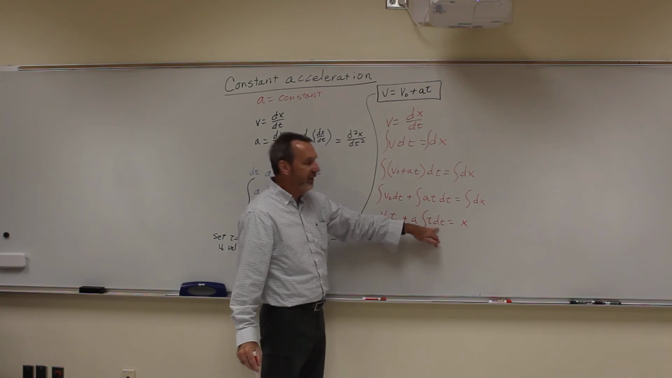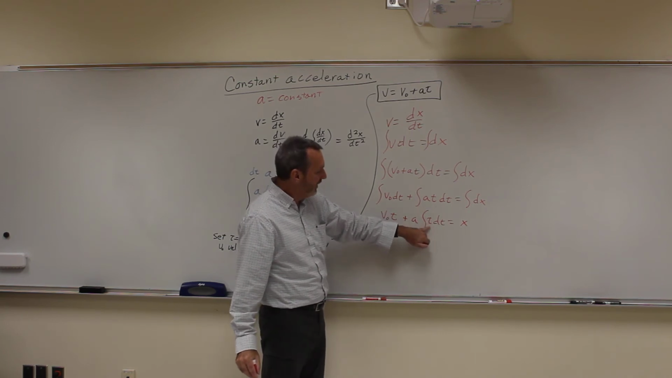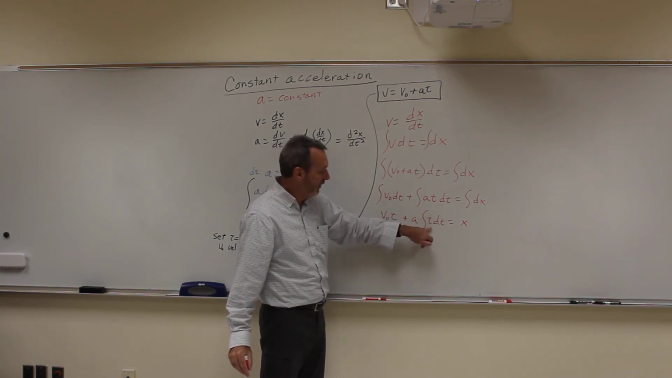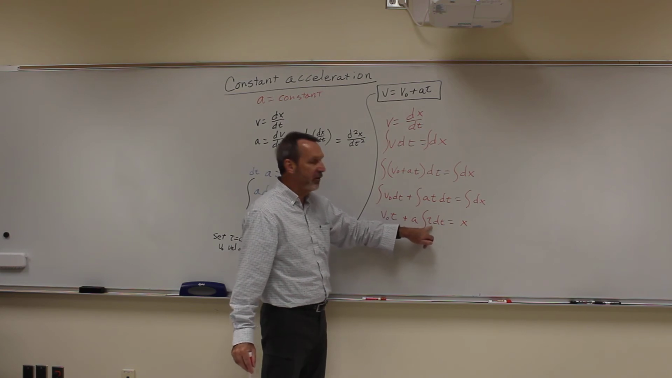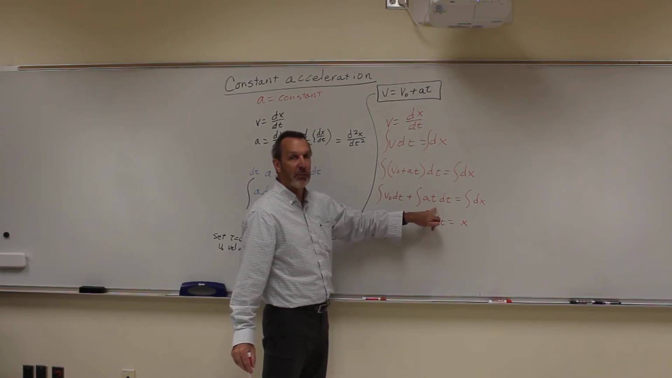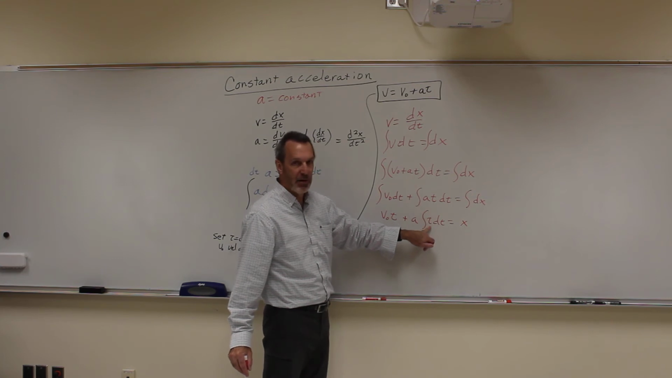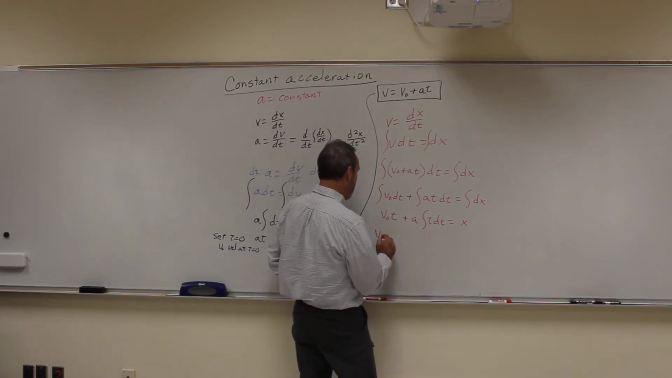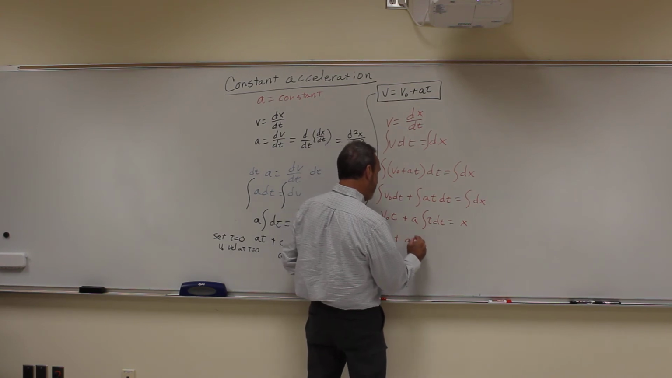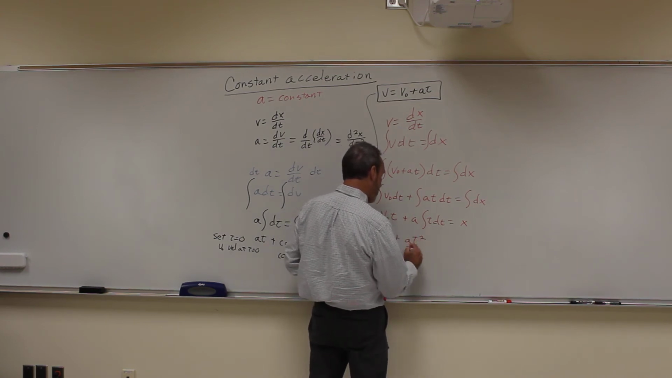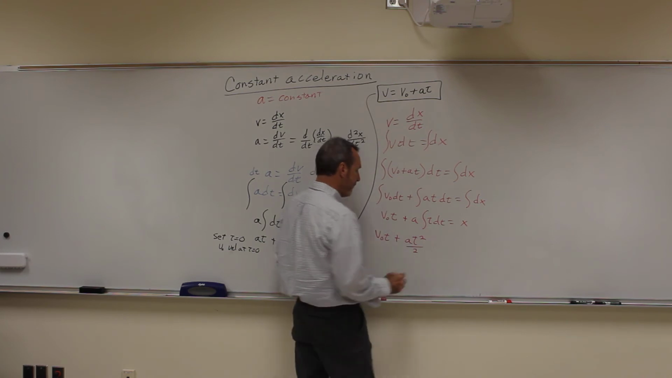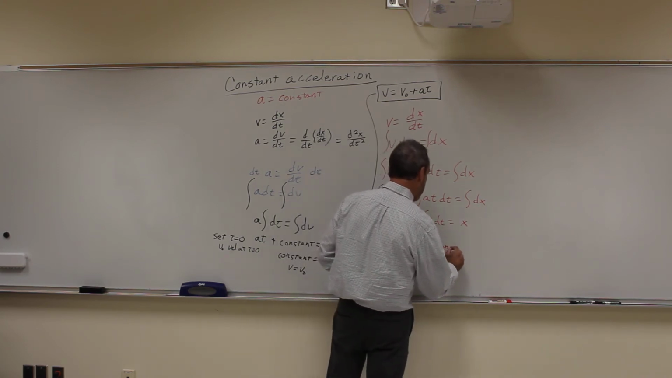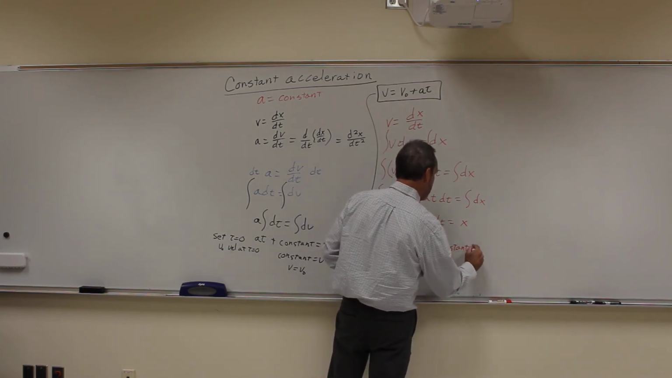Now for the integral of t dt, remember when you take the integral of a function raised to a power, you just raise the power by 1 and then divide by that new power. In this case, it's t to the power of 1. We're going to raise it to 2 and then divide by 2. So this becomes v naught t plus at squared over 2 plus a constant is equal to x.